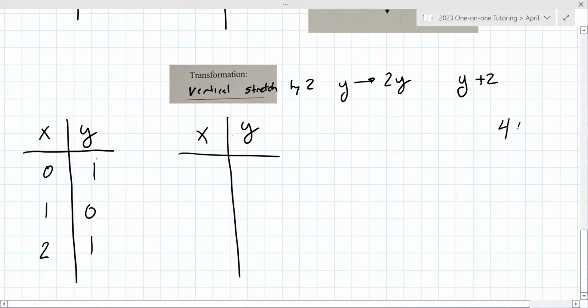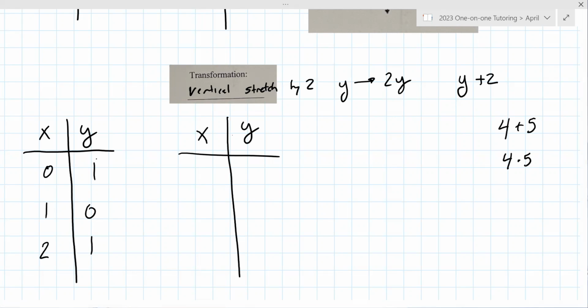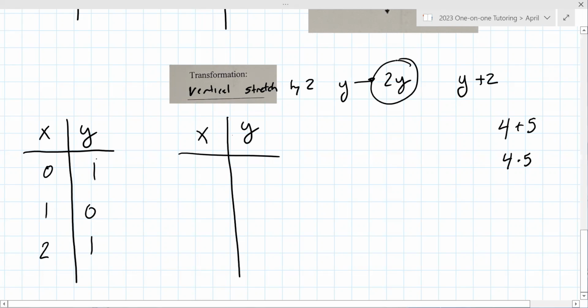If I wanted you to add 4 plus 5, I would write it this way. But if I put them next to each other, what math operation is that? I would guess multiplication. Yes, so you're going to multiply the y's by 2. I'm asking you to give me the new y's after you multiply by 2. 1 times 2 is 2. Okay, keep going. 0 times 2 is 0. 1 times 2 is 2. Good. Keep the x values.